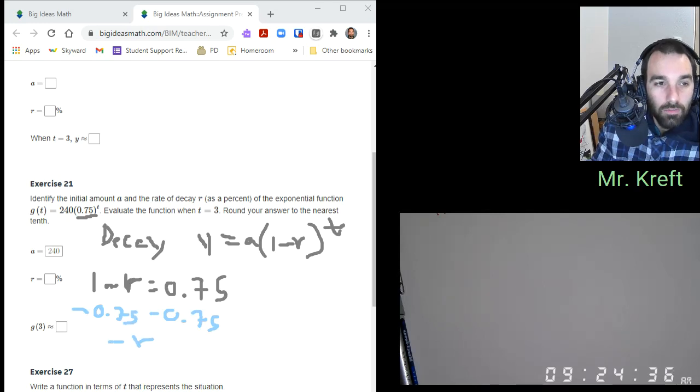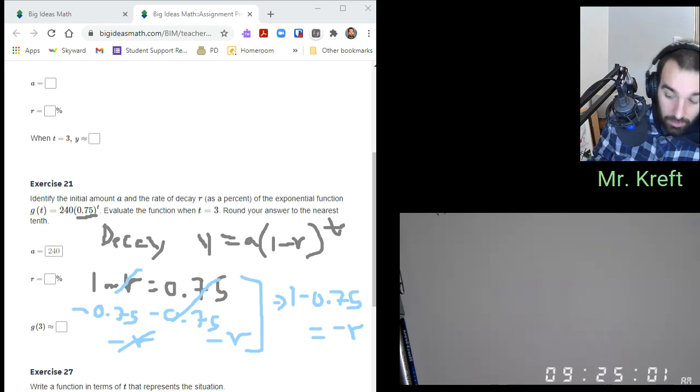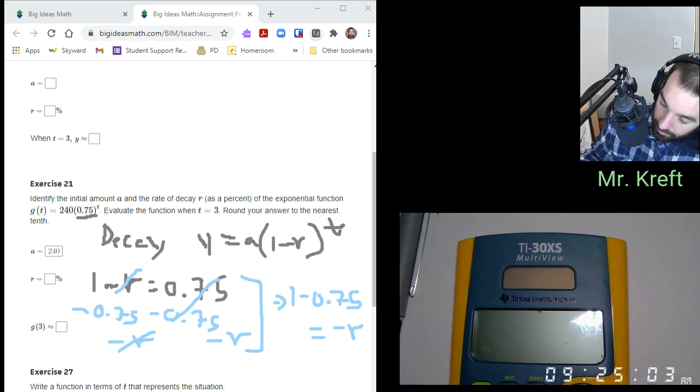And we're going to subtract r. So the r's go away, and these go away. So I'm left with 1 minus 0.75 equals negative r. So let's do that in a calculator.